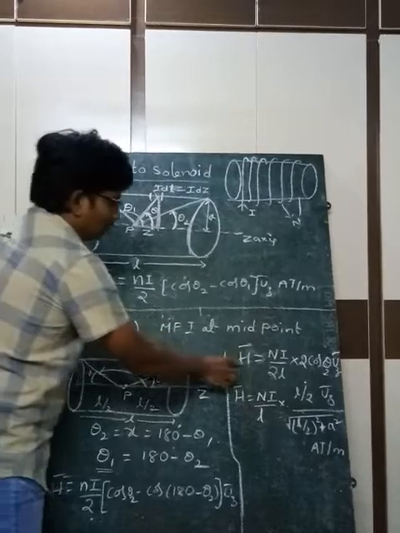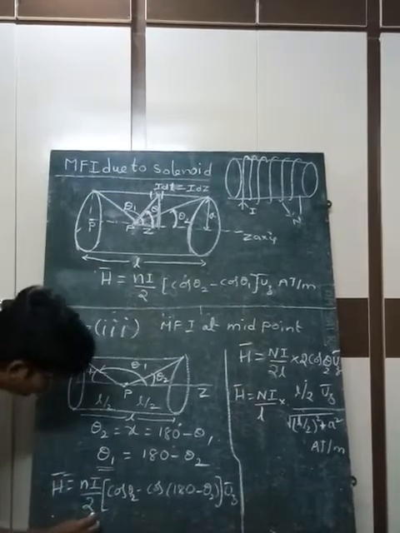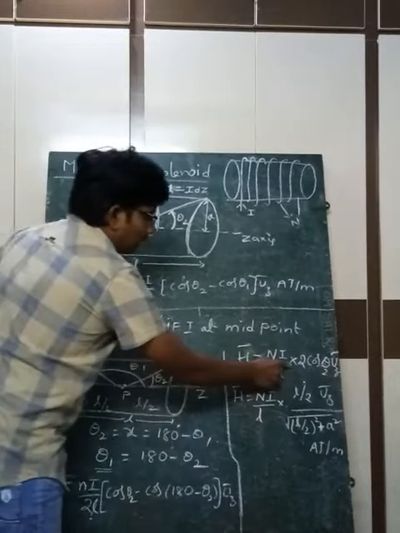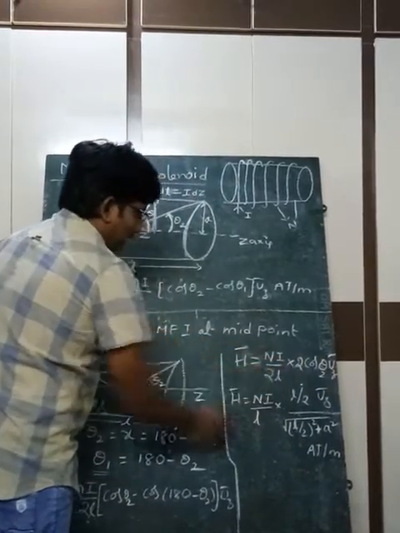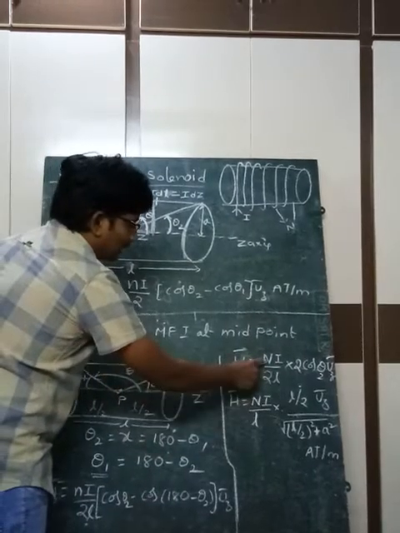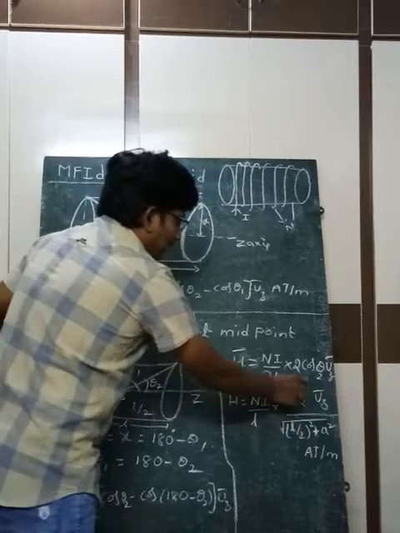So H bar is equal to n into I by 2, into 2 into cos theta 2 into uz bar. So here the 2s cancel with each other. So H bar is equal to capital N into I by L into cos theta 2.